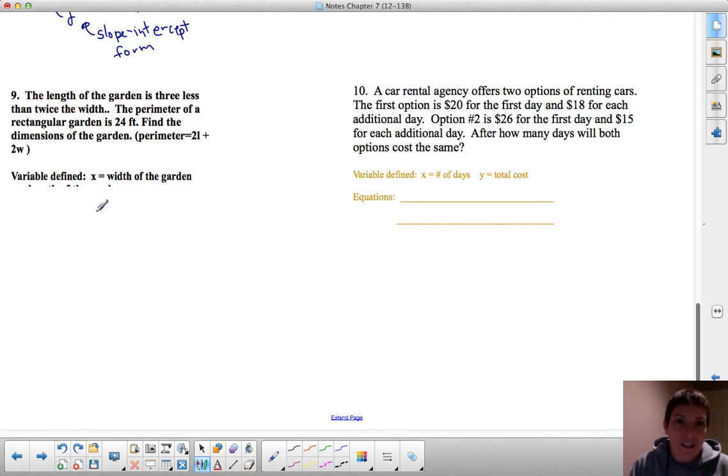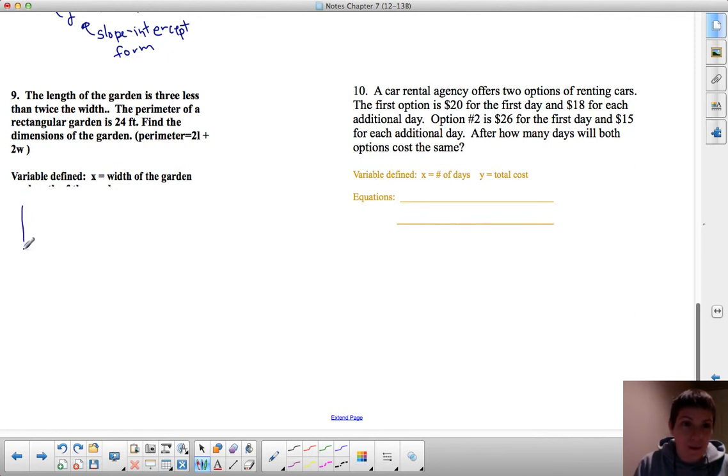The length of the garden is 3 less than twice the width. The perimeter of a rectangular garden is 24 feet. Find the dimensions of the garden. So the first thing you have to remember is that perimeter is 2 lengths plus 2 widths. Let's go ahead and use x as the width of the garden.